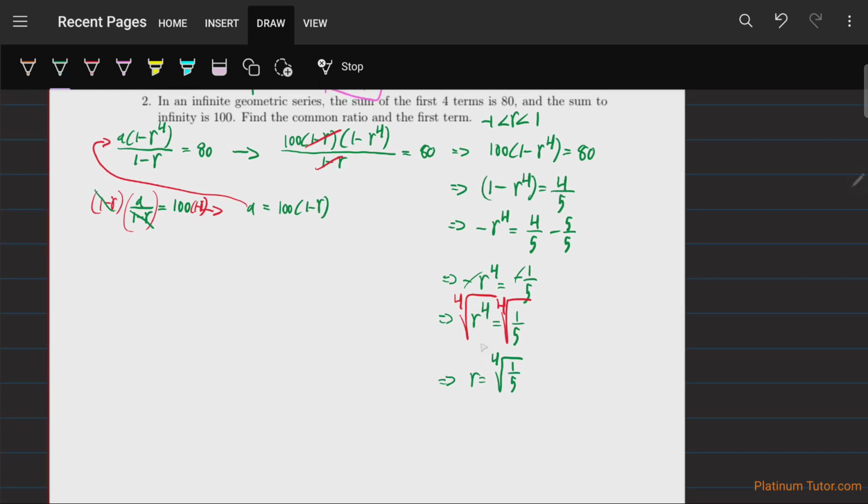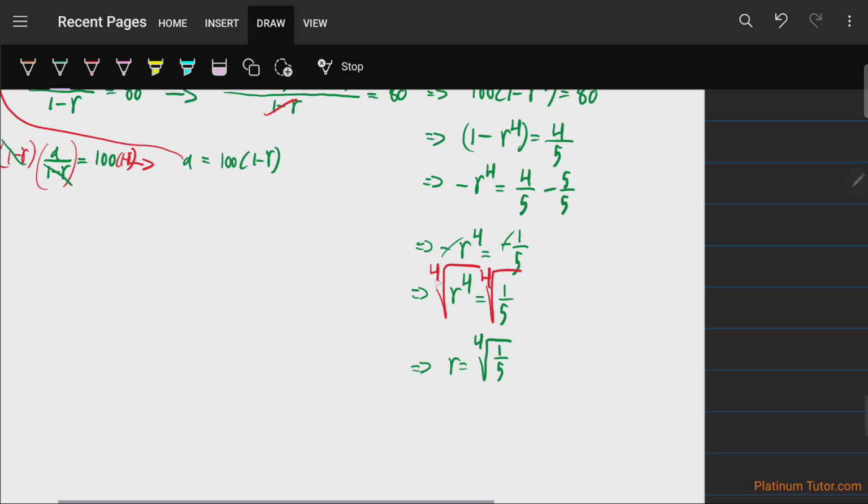Technically, whenever we take the even root of something that's raised to the power of an even number, like taking the square root of x squared, or the fourth root of r to the 4, we have to introduce a plus or minus here. So we have two solutions. Looking back at the original expression, r to the 4 equals 1/5, r can either be the positive fourth root of 1/5 or the negative fourth root of 1/5.